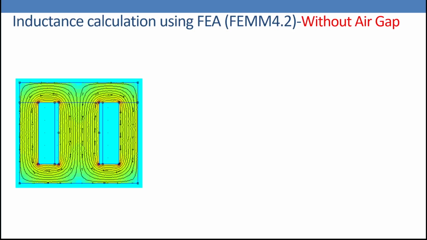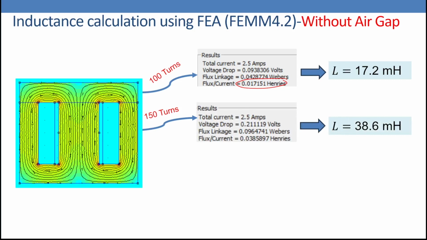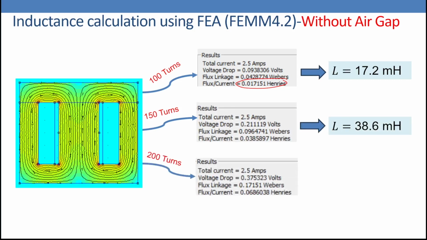So I simulated this magnetic circuit using the finite element software FEMM 4.2. Without the air gap, this is the flux distribution. I added in the comments as well the link for this software and these videos, FEMM 4.2 software. For 100 turns, we found the inductance to be 17.2 millihenry. For 150 turns, 38.6 millihenry. And for 200 turns, 68.6 millihenry. Definitely there is a difference between the calculated and simulated values, because the finite element software considers all the effects.